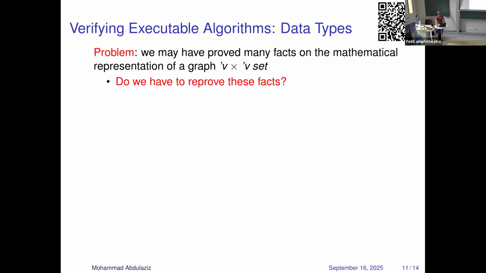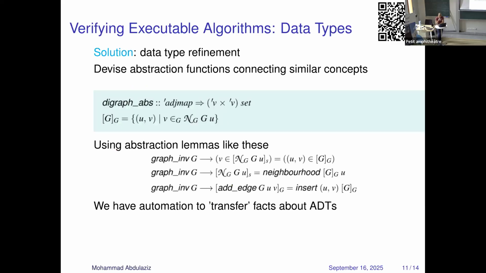So now this leaves us with a problem: you have a lot of facts proven about the mathematical data types, or the sets of pairs, for instance. Now you want to use these facts about the executable algorithm that is specified in terms of abstract data types. So do you have to reprove these? No, you don't. And there's this notion of data type refinement, which is a three-step recipe.